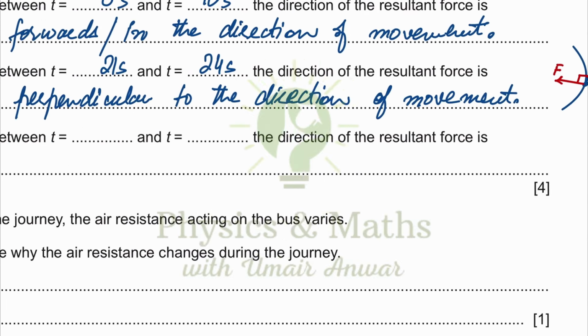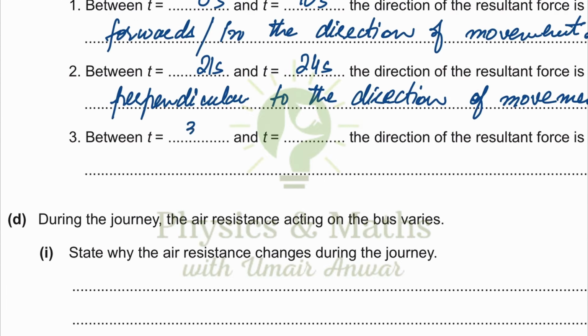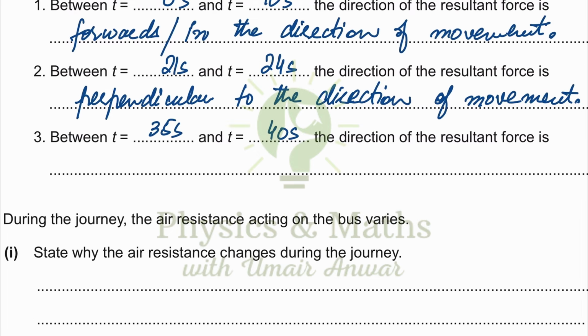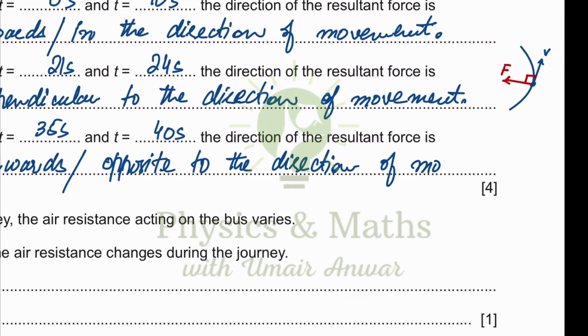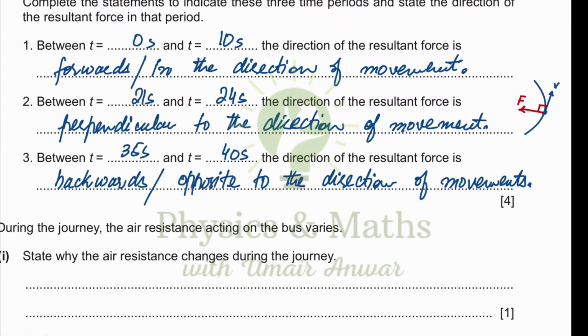Between t is equal to 35 seconds and t is equal to 40 seconds, the direction of the force is backwards because the object is decelerating, or we could write it down as in the opposite direction of the movement. So opposite to the direction of movement, this could also be written, or simply backwards would be the answer, the complete answer, which should earn us complete marks.